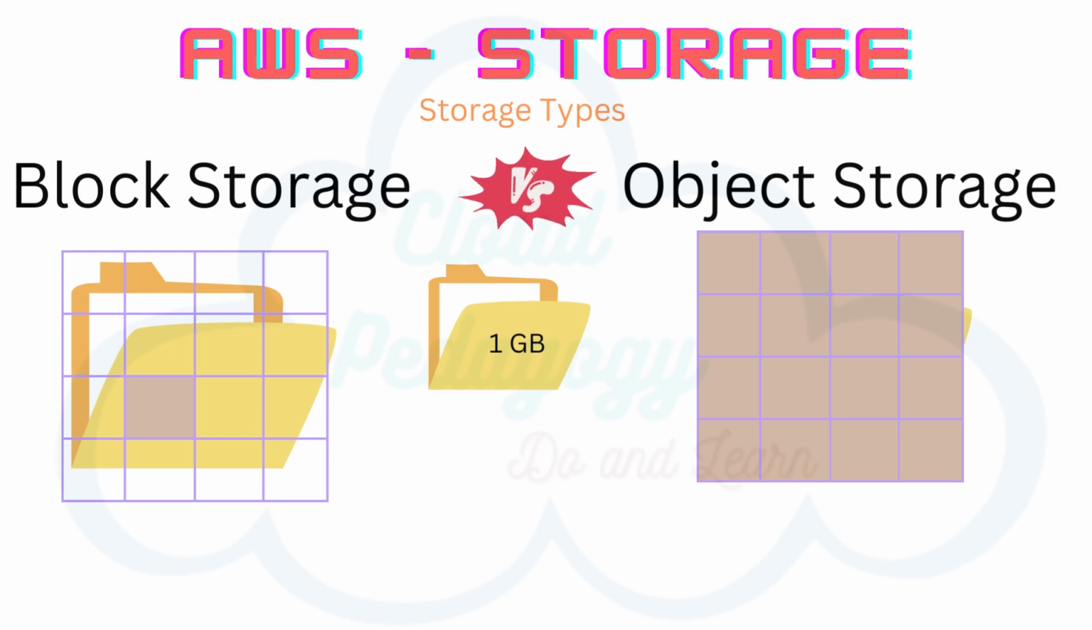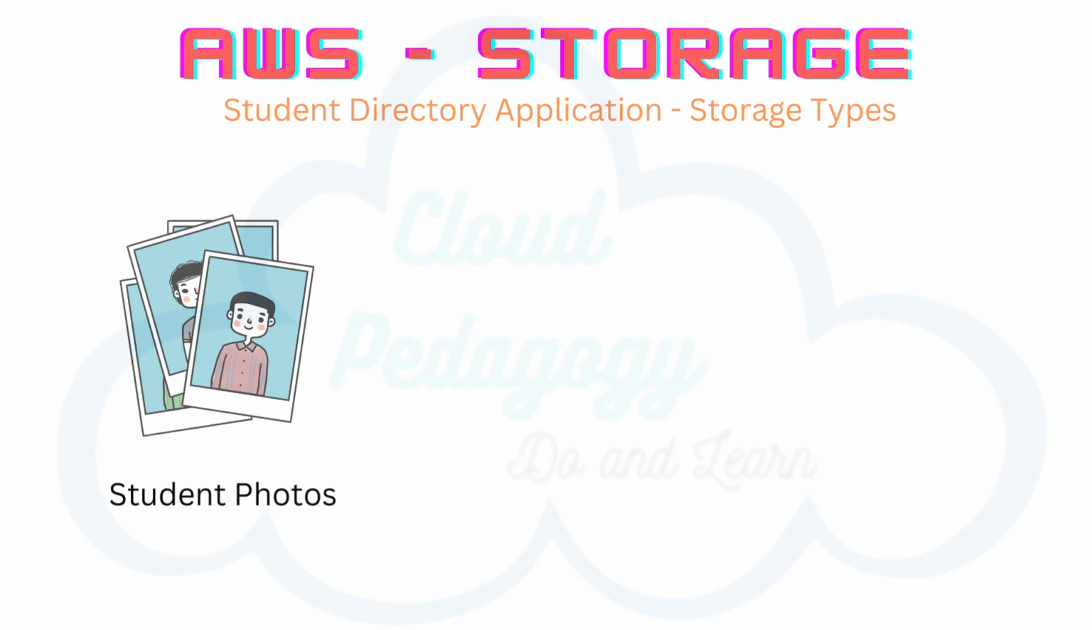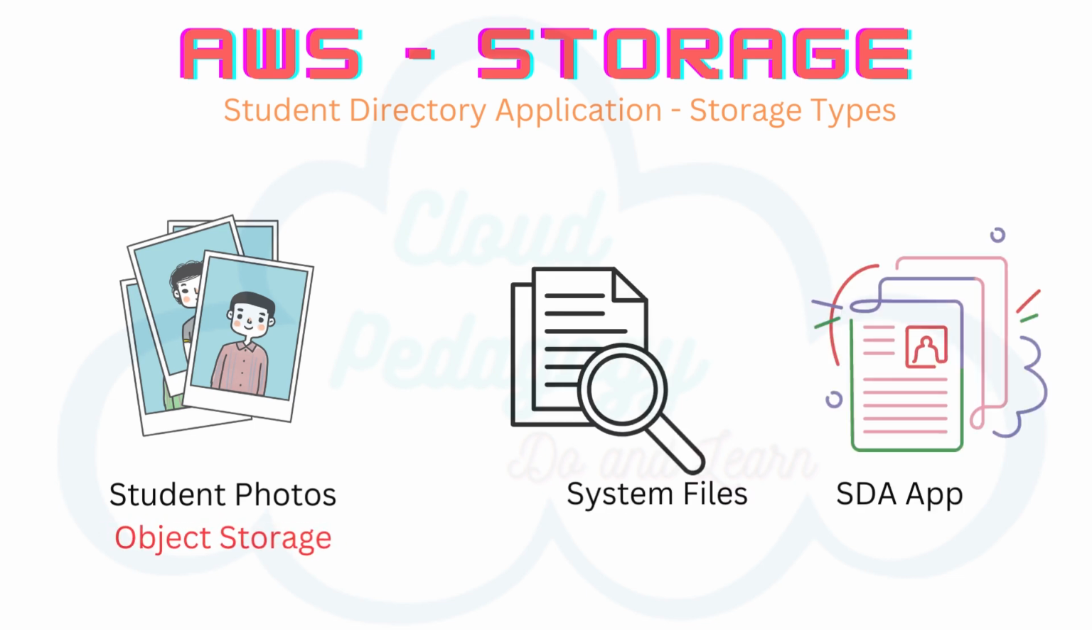Let's take these two types of storage and access patterns and try to apply them to the data we want to store. For example, our static data like the student photos will most likely be accessed often but modified rarely. Therefore, storing it in object storage is fine. For more frequently updated data or data that has a high transaction rate like our application or system files, block storage will perform better. In this section of the course, we will discuss both block and object AWS storage services and how they will interact with our student directory application.